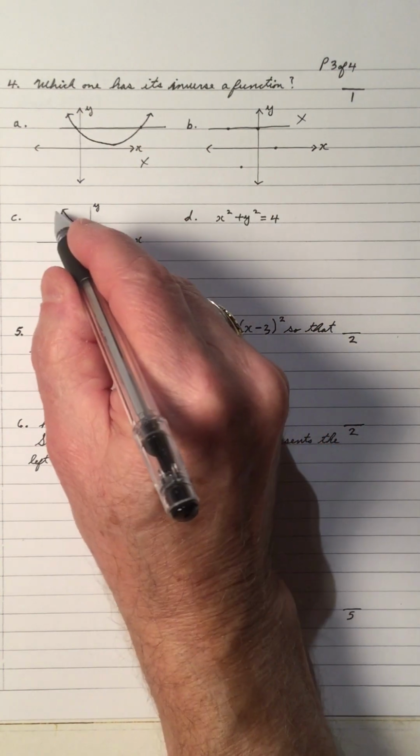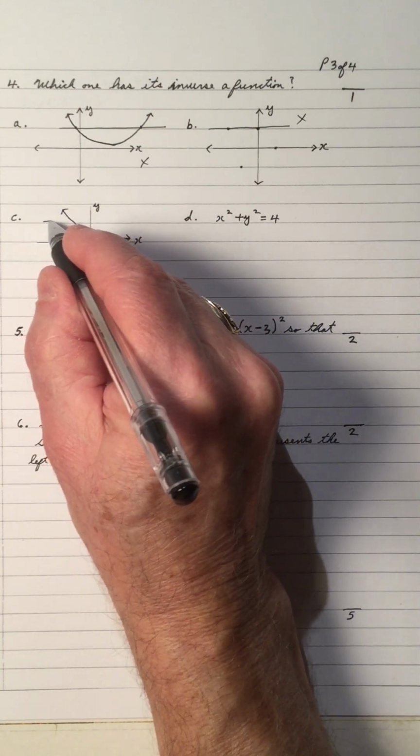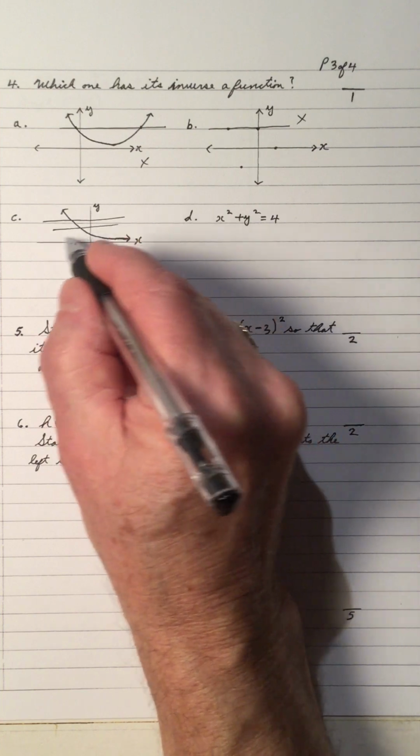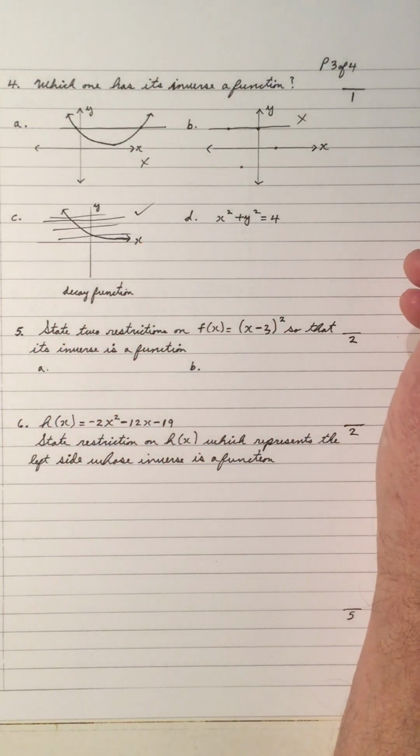Now this is a decay curve, and as x goes to infinity, y is going to 0. So we draw a line, and no matter what horizontal line you draw, it'll only go through one point. So the answer is C.